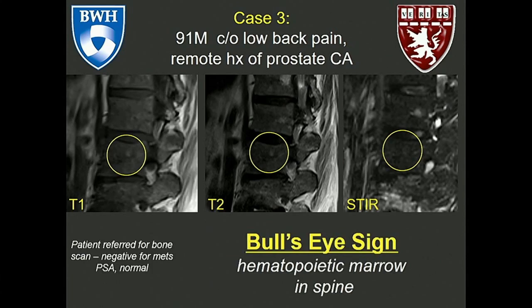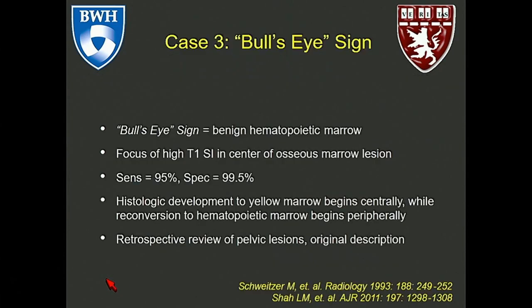So this is also known as the bullseye sign, and it's a nice sign that demonstrates basically hematopoietic marrow in the spine. Furthermore, the oncologist was still concerned, since this is how the study was originally read despite our consultation, but a bone scan was ultimately negative for metastatic disease, and a PSA was normal. So the bullseye sign is a characteristic finding of benign hematopoietic marrow.